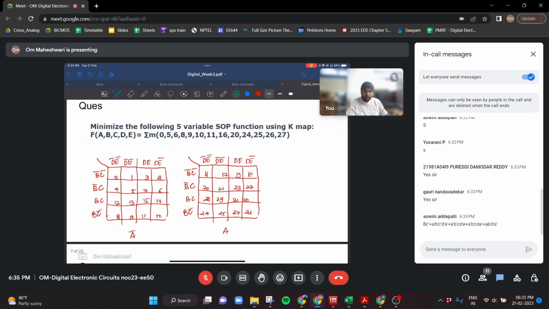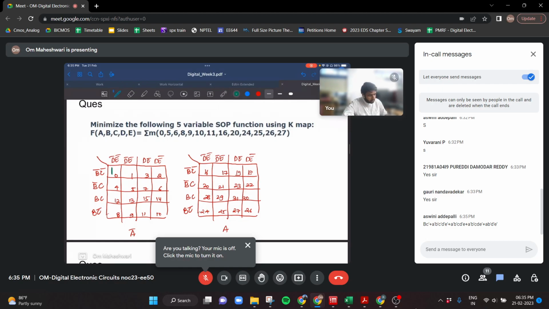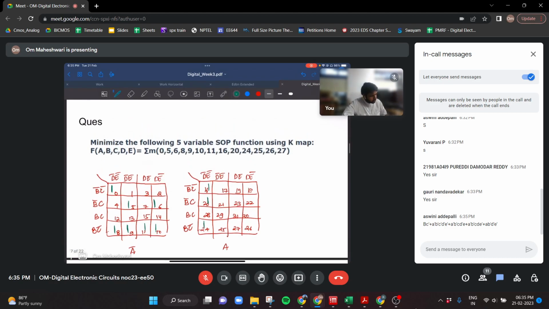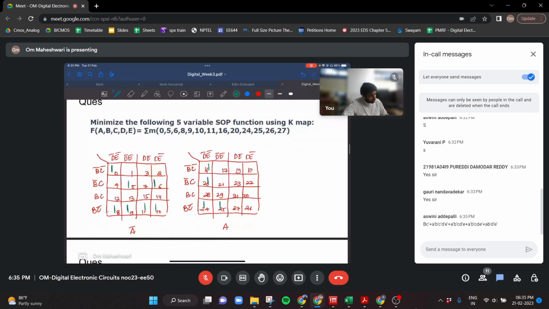Okay. So the first step is I've made these K-maps. Now with these literals, I'll just fill in ones wherever these numbers lie, right? So I have ones at 0, 5, 6, 8, 9, 10, 11, 16, 20, 24, 25, 26, 27. Okay, great.